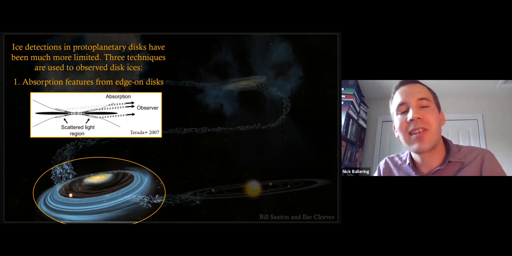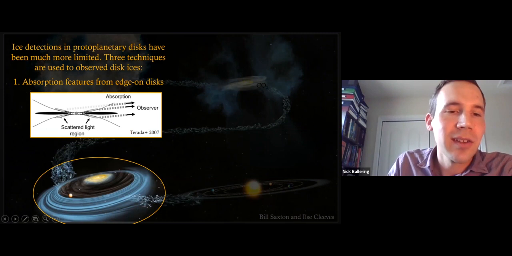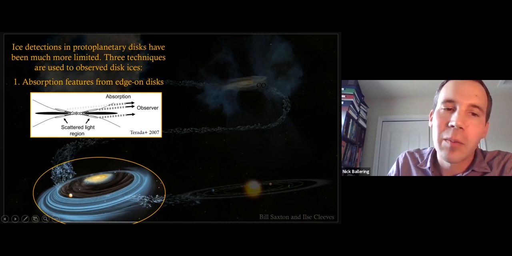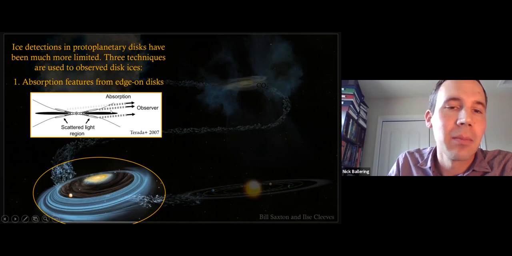And the way this works is instead of using a background star like we do for the molecular clouds, you use the disk itself. So you look at the thermal emission in the infrared from the star and from the inner hot parts of the disk. That radiation is then scattered from somewhere near the surface of the disk. That scattered light then passes outwards through the edge-on disk, through the colder outer material where the ices are, and the absorption of the ice is imprinted onto the spectra as it moves towards the observer.